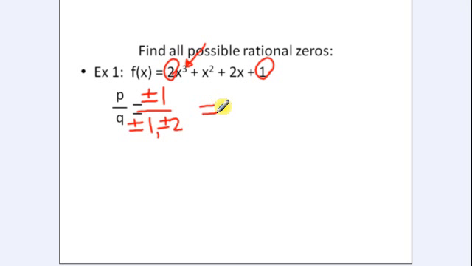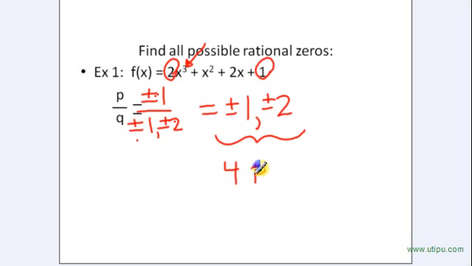Now, let's go ahead and see what numbers that gives us. 1 divided by 1 is just 1. So we have both positive and negative 1. And then we have 1 divided by 2, which would be positive negative 1/2. So here we have 4 possible rational zeros. Now, that does not mean that all 4 will actually be zeros. These are just 4 possible rational zeros. Also, these only include the rational zeros, not the irrational or imaginary possibilities.